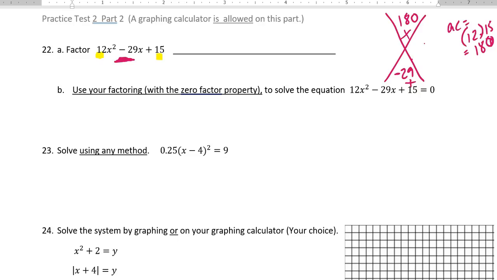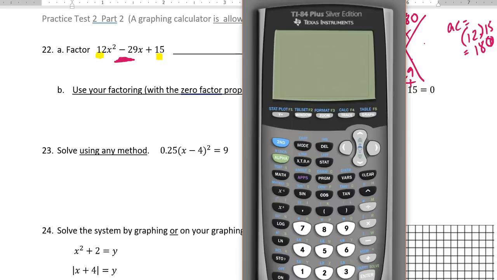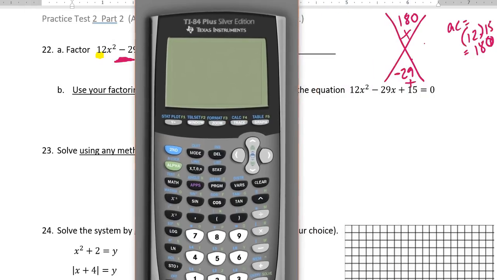Okay? If you're having problems finding these, use your calculator. What you can do always is put it in your grapher as AC, so in our case it's 180, divided by X. And then if you hit second graph, it will give you all the factor pairs.